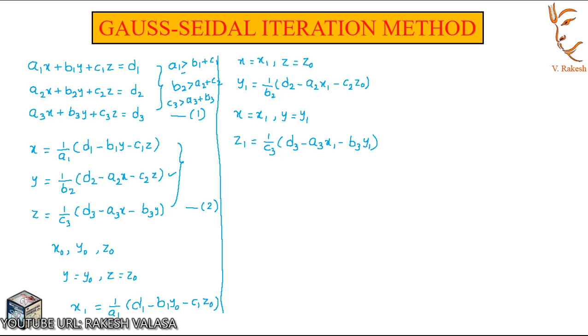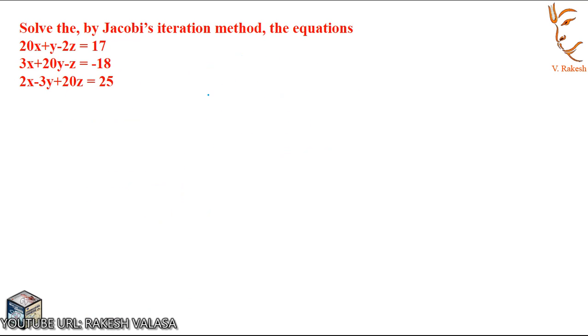This is the procedure for solving by the Gauss Seidel iteration method. Let us see one problem. This is the given problem: solve by the Gauss Seidel iteration method the equations 2x plus y minus 2z equals 17, 3x plus 20y minus z equals minus 18, 2x minus 3y plus 20z equals 25.